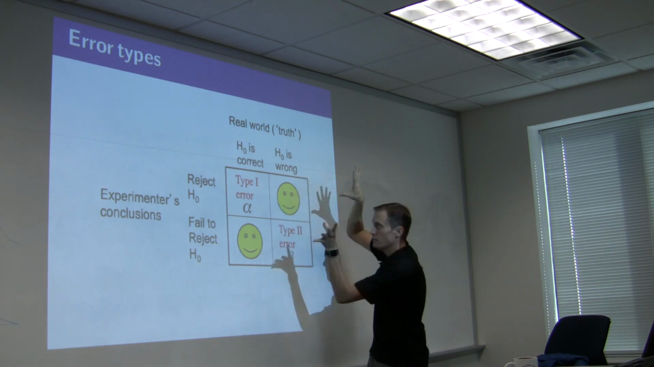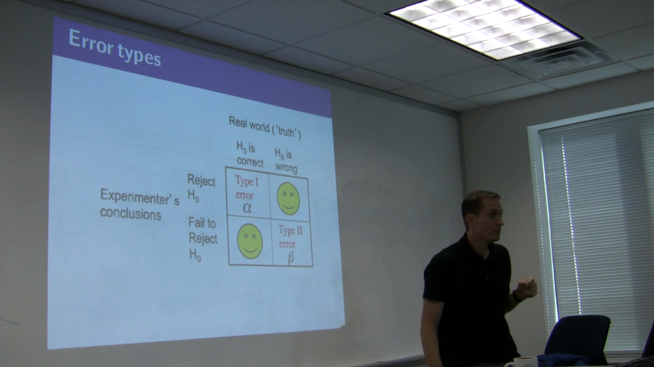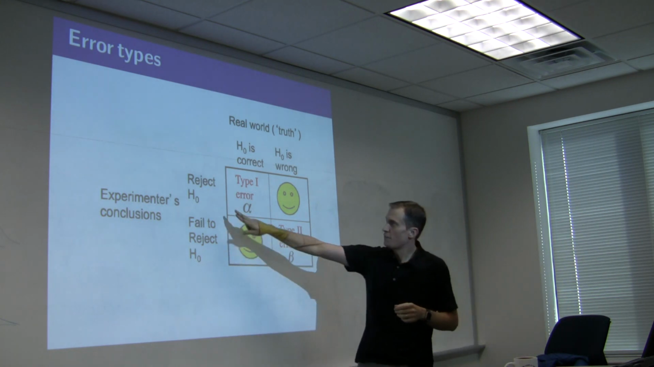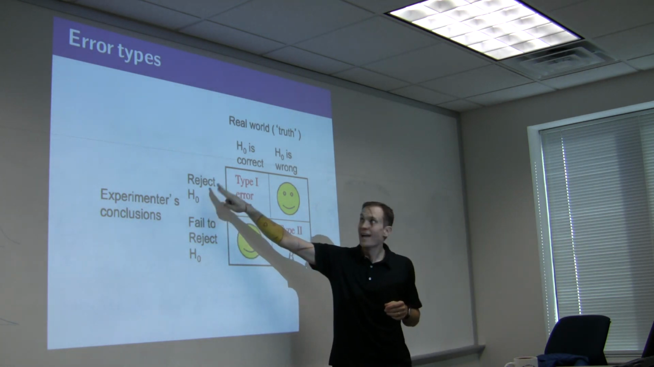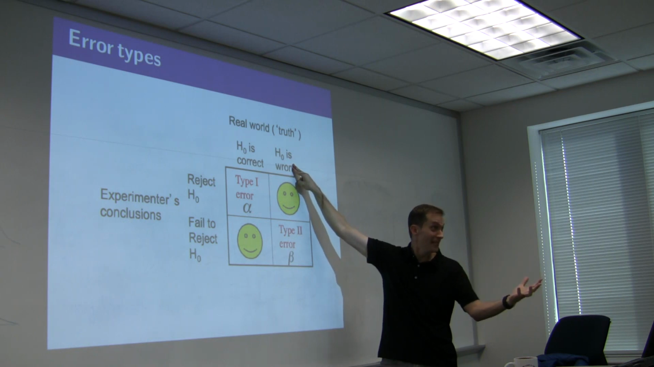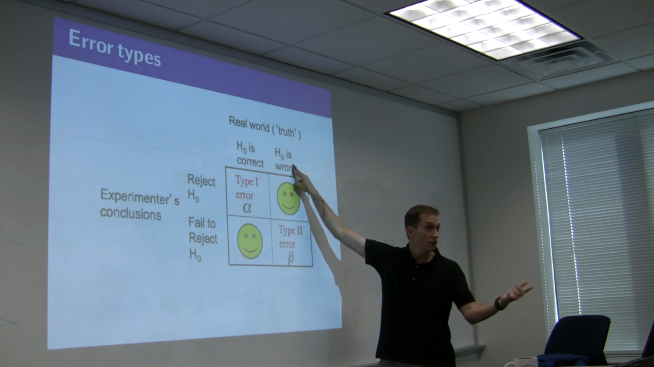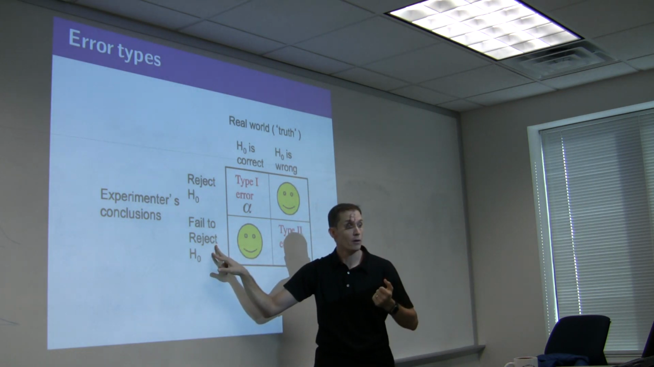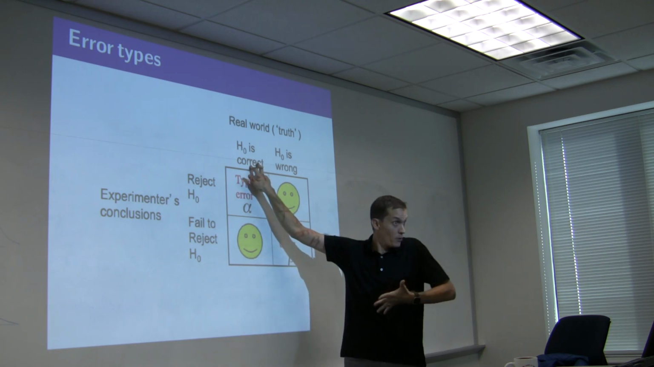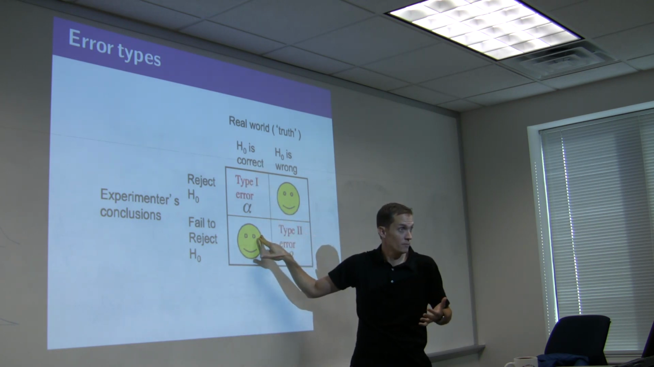The ways you're right, of course, are signified with happy faces here. Let's look at those. If you reject the null and the null was wrong, that's good. That's the correct decision, right? Likewise, if you fail to reject the null when the null is correct, you don't want to reject it. So that's a correct decision. So those are good.